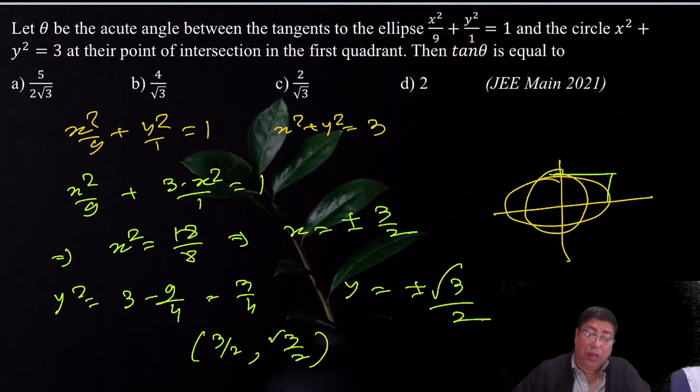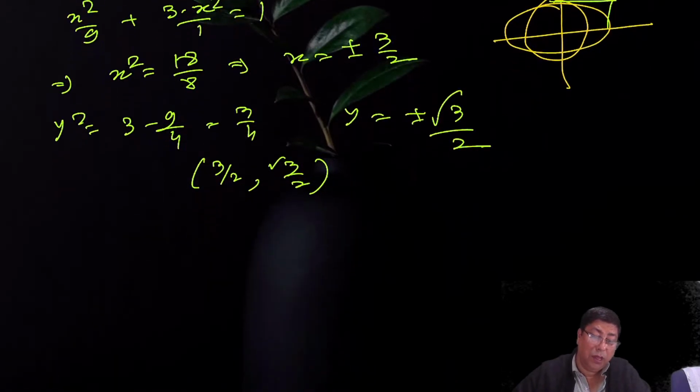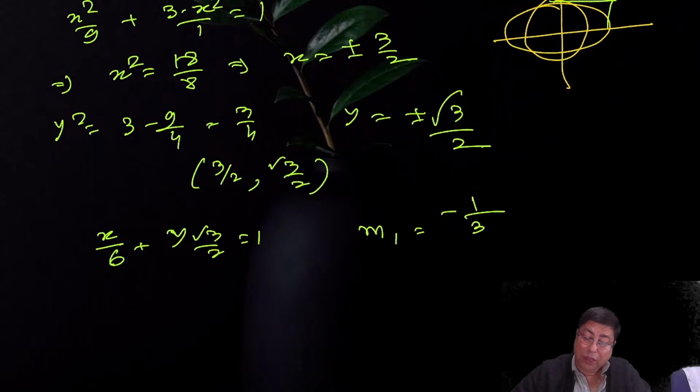Thus, the tangent to the ellipse at the point (3/2, √3/2) is x/6 + y√3/2 = 1. So, the slope is -1/(3√3). And the tangent to the circle at (3/2, √3/2) is 3x/2 + √3y/2 = 1.